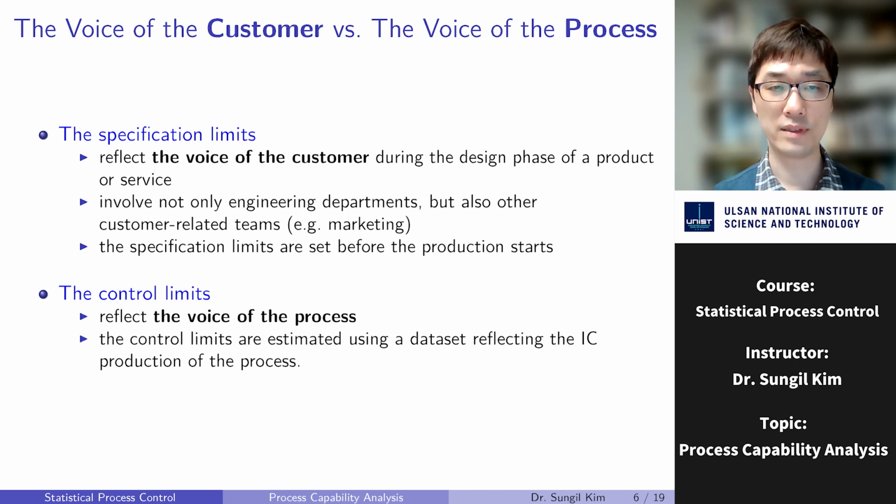Specification limits represent the voice of the customer. They are set during the design phase of the product or service. It involves not only the engineering department, but also other customer related teams. On the other hand, the control limit represents the voice of the process. The control limits are set using a data set reflecting the in-control production of the process.